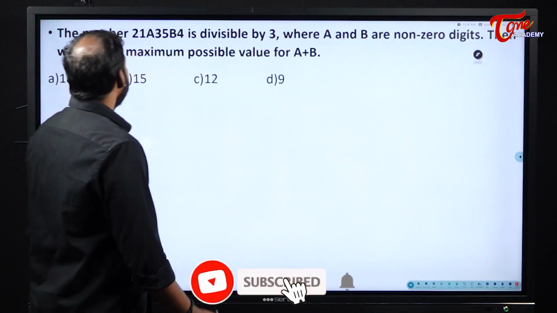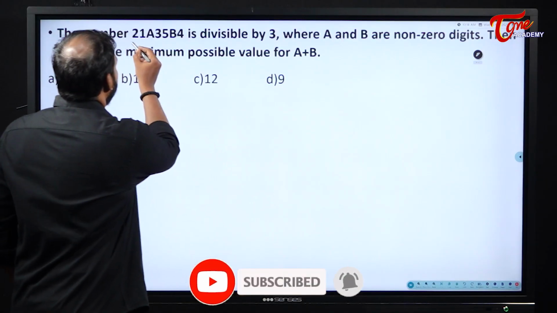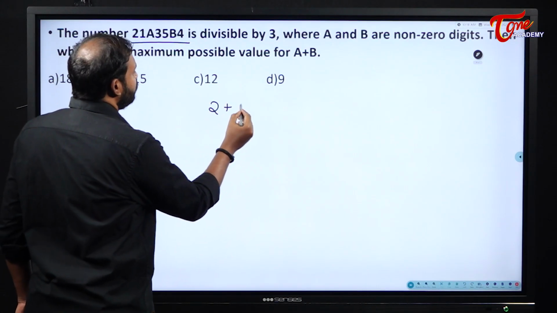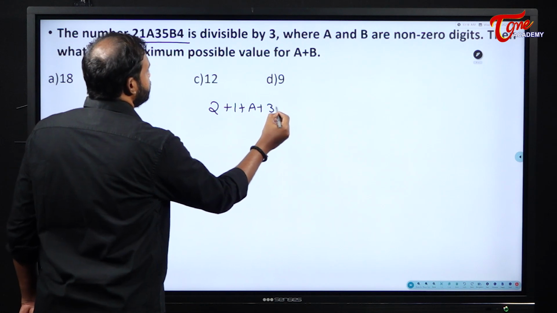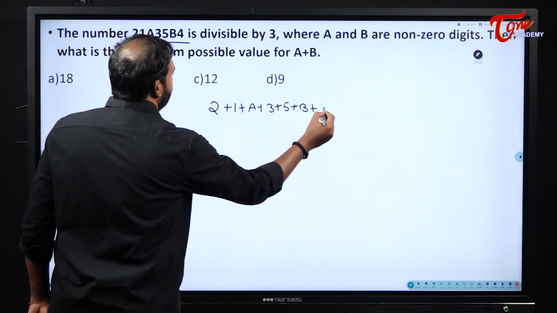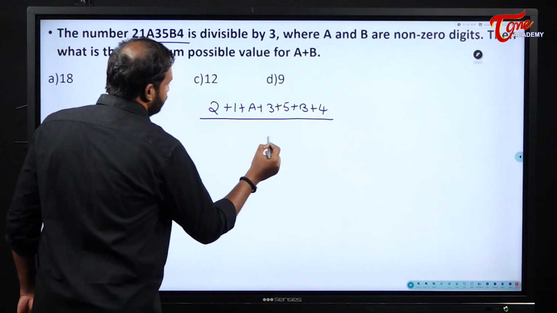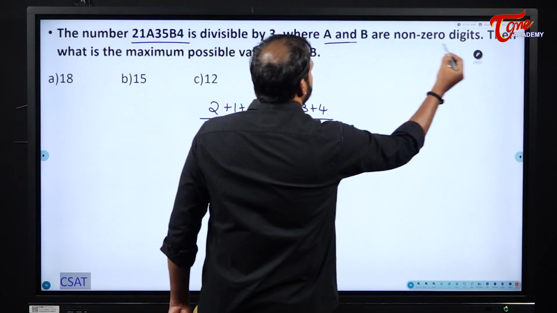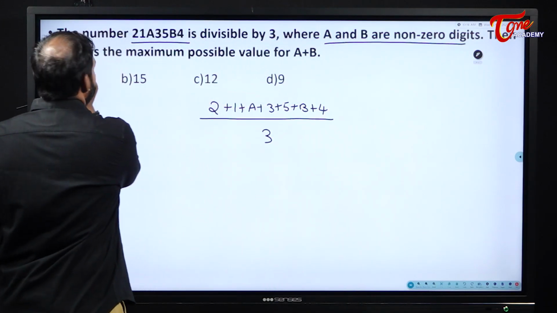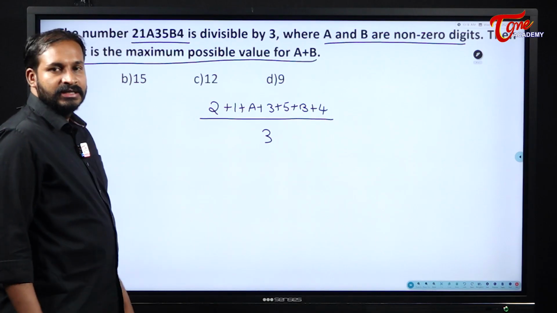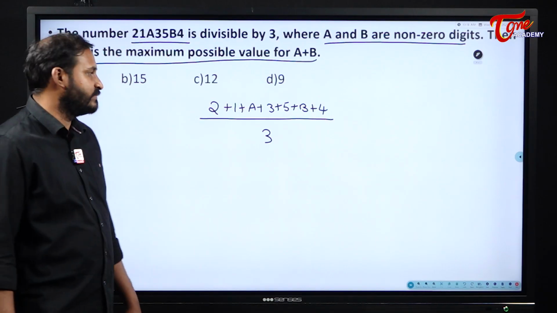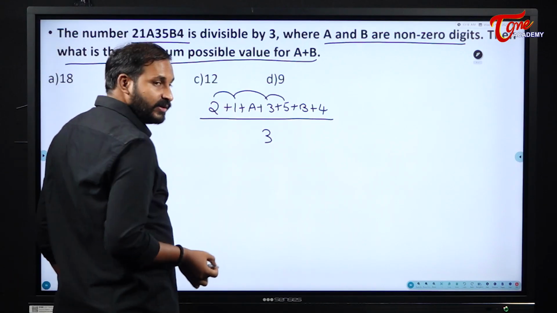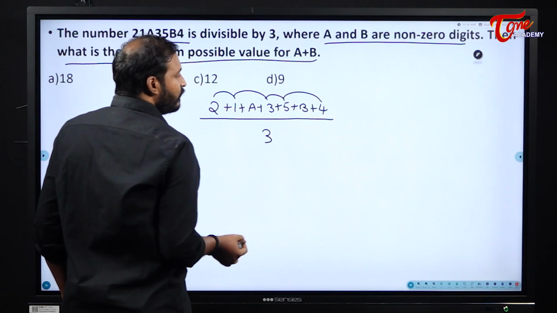Next, the number 21a35b4, see here, 21a35b4 is divisible by 3. So that means 2 plus 1 plus a plus 3 plus 5 plus b plus 4 is divisible by 3, where a and b are non-zero digits. Then what is the maximum possible value for a plus b? They are asking us the maximum possible value for a plus b. Now please try to add it. 2 plus 1 is 3, 3 plus 3, 6, 6 plus 5 becomes 11, 11 plus 4, 15.